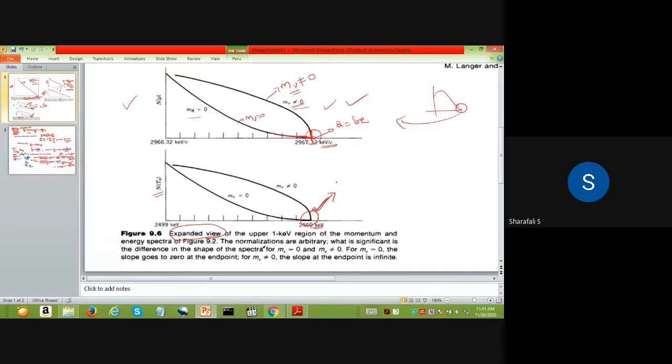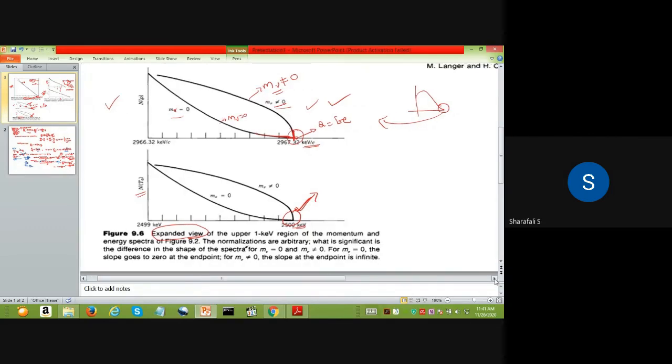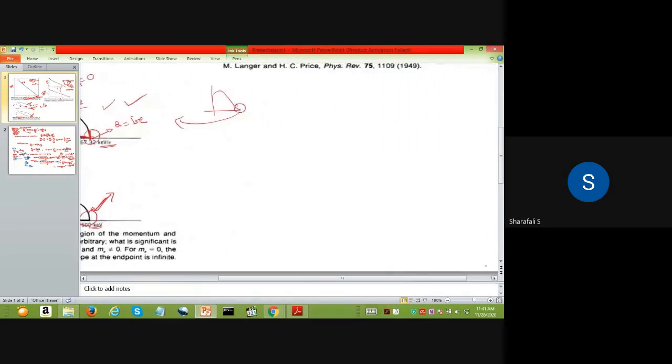Okay, so that's all about the beta decay, and I think we have finished all the things associated with the beta decay. And I have to specify one more thing: there can be some minor errors in the explanation, so you refer to the textbook also and other materials.